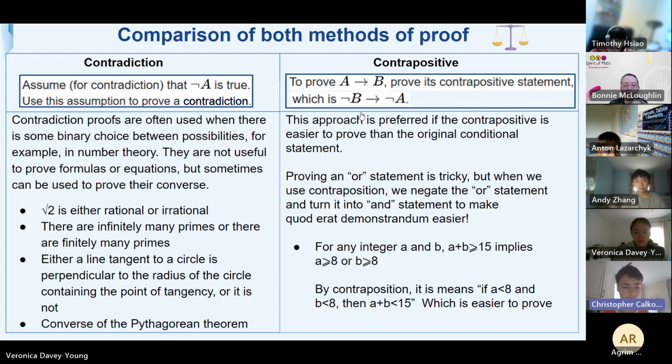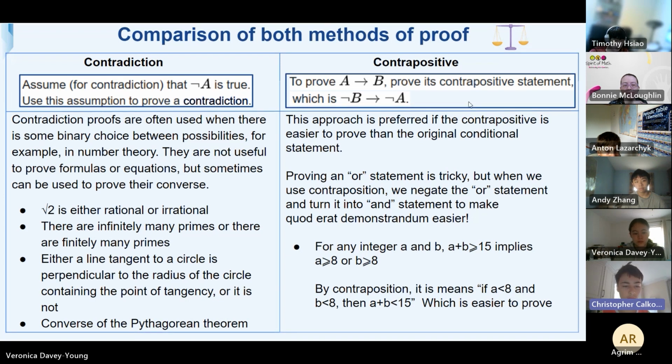The square root of 2 is either rational or irrational. There are infinitely many primes or there are finitely many primes. Either a line tangent to a circle is perpendicular to the radius of the circle containing the point of tangency, or it is not. And the converse of the Pythagorean theorem also applies.